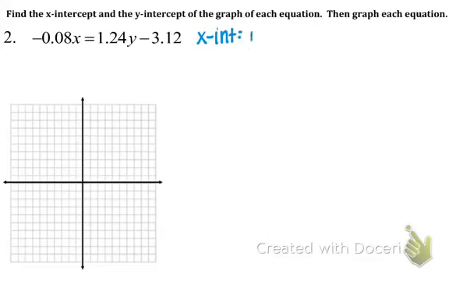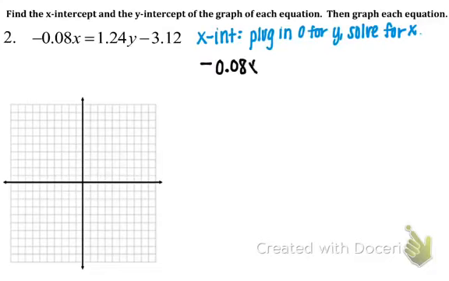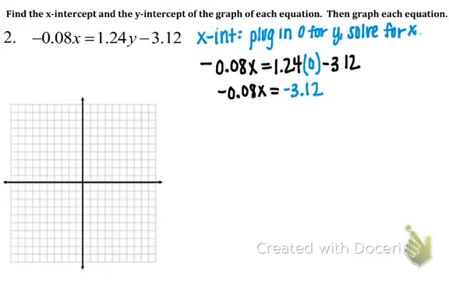The first thing I'm going to do is plug in 0 for y and solve for x in order to get my x-intercept. So negative 0.08x is equal to 1.24 times 0 minus 3.12. As I'm moving along, 1.24 times 0 is 0, so I'm just left with a minus 3.12 on the right-hand side. I can divide by negative 0.08, and x is equal to 39. So my x-intercept will be 39, 0.